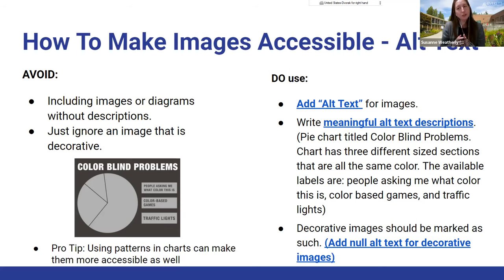So we do want to make sure that we're doing alternative text descriptions on images. And then if there is something decorative, we want to mark it as such, or if we need to, we can add a null alt text, which would tell a screen reader to skip that. We're going to get to practice that in the breakouts later.